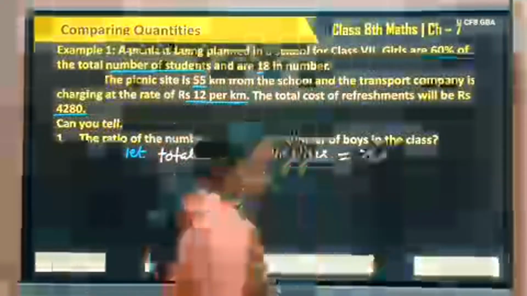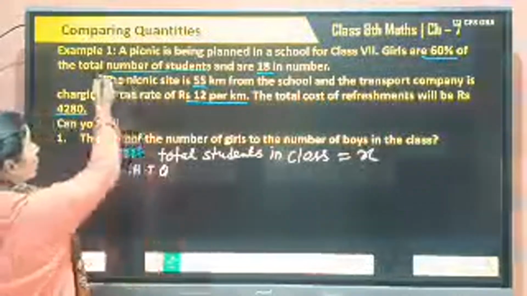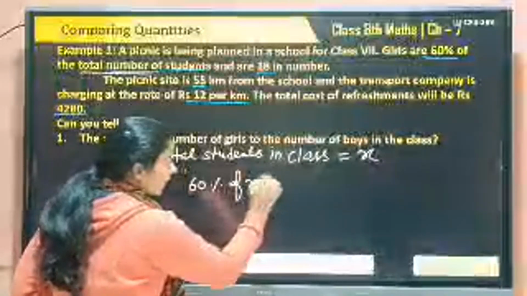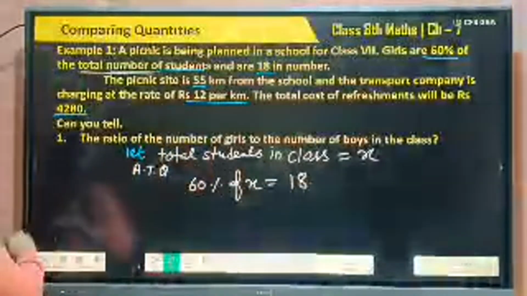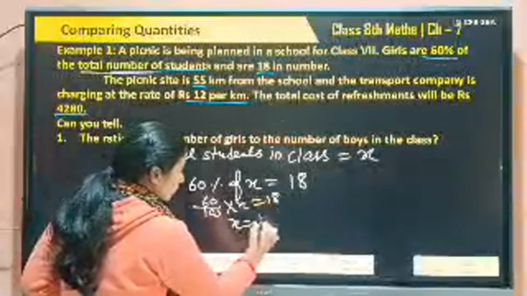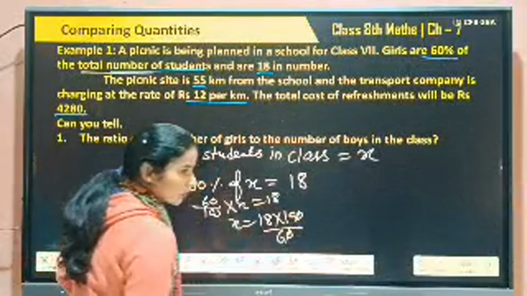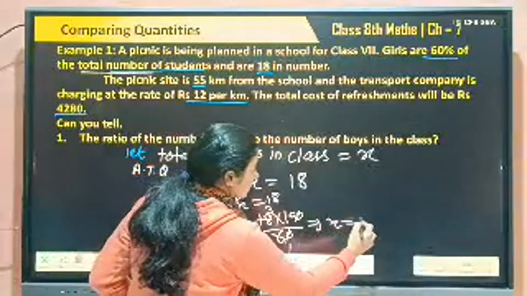Let us consider total students are X. Now, according to our given question, girls are 60% of the total number of students and these girls are 18 in numbers. So 60% of X is equal to 18. X is equal to 18 into 100 by 60. 10 to 10 cancel. 6 1s are 6, 6 3s are 18. So X is equal to 30.